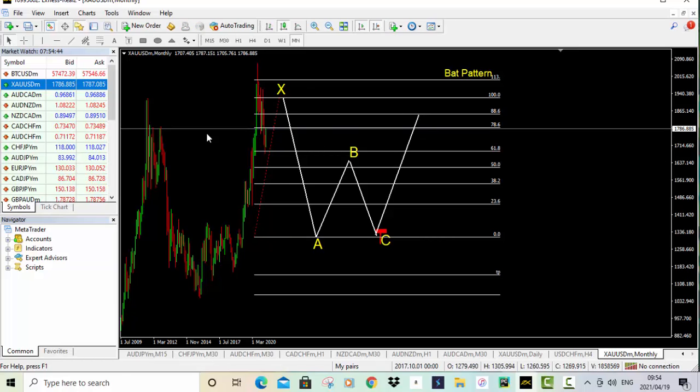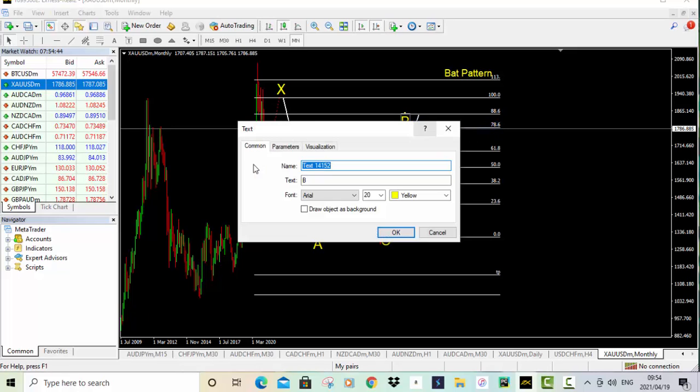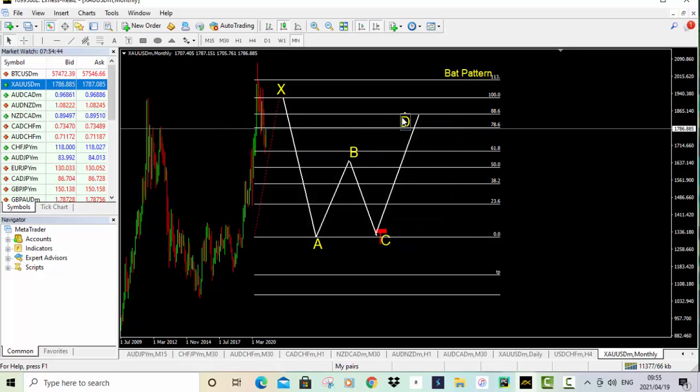Now, the rule with this one is that the wicks don't matter. As long as price closes in that area at 88.6, that's where it matters. If price closes there, then it's fine, but if price closes above that, then it's also invalidated. I just hope this makes sense for you guys.